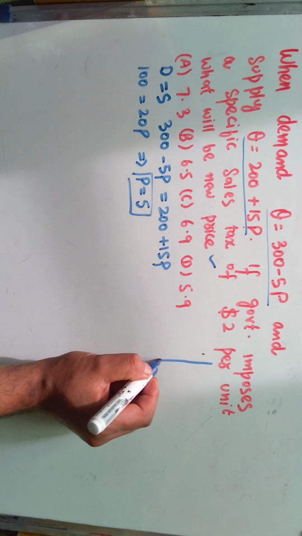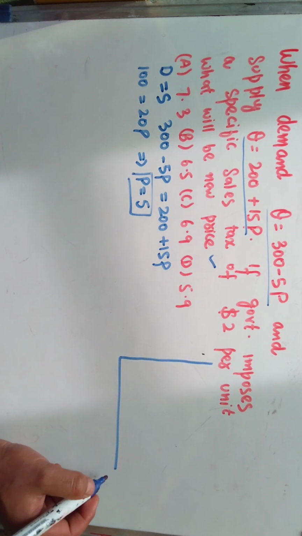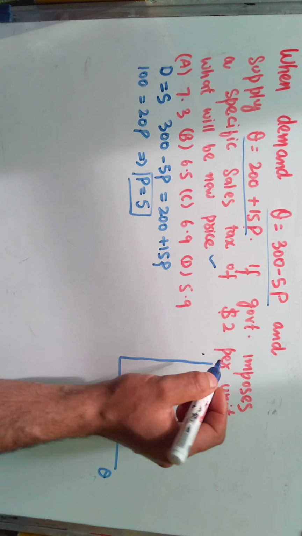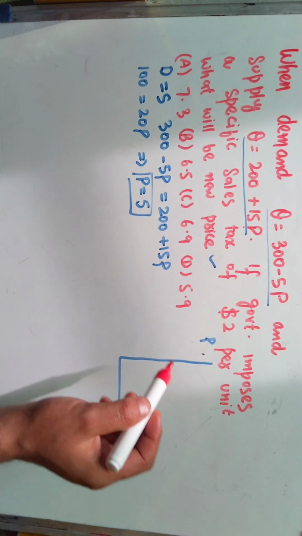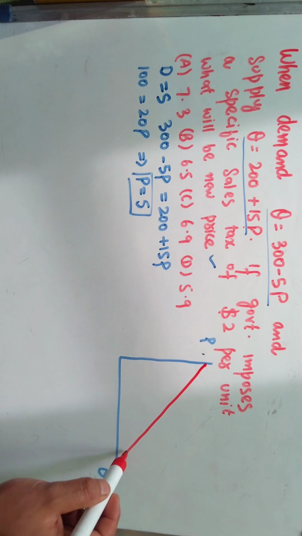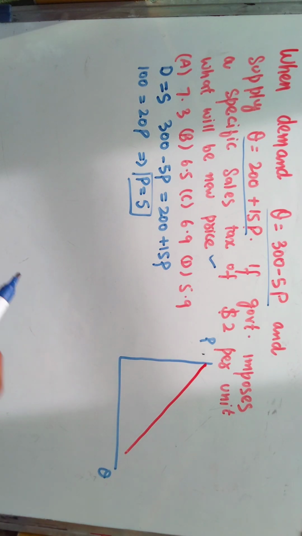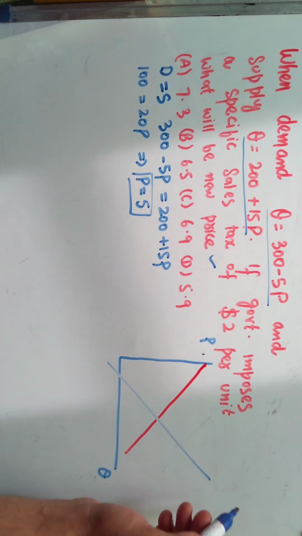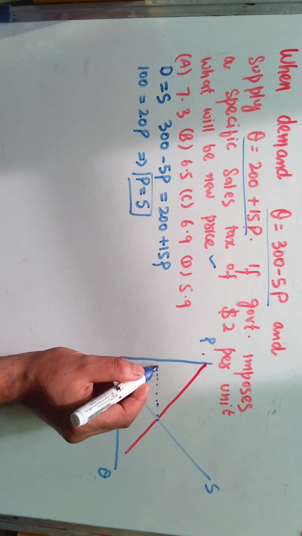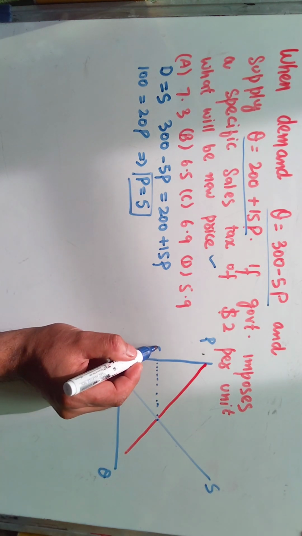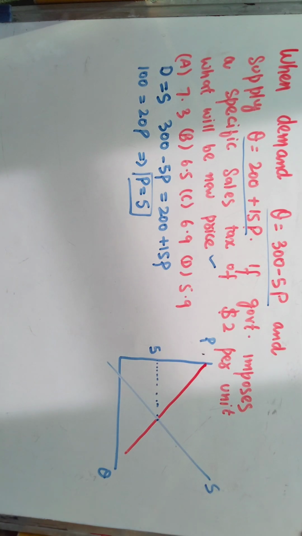So graphically, what is meant by this? If I draw the graph, we have the quantity on the horizontal axis and price on the vertical axis. Let us suppose this is our demand function, and then we have the supply function like this. The initial equilibrium occurs at an equilibrium price of 5. We need to find out what will be the impact of the specific tax.